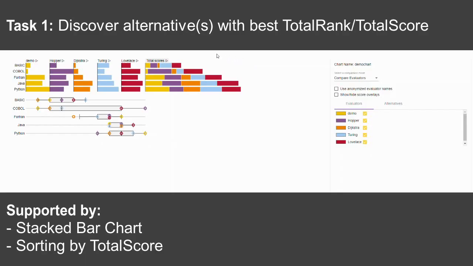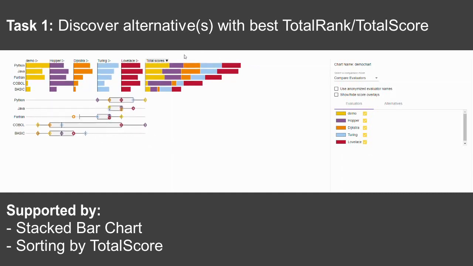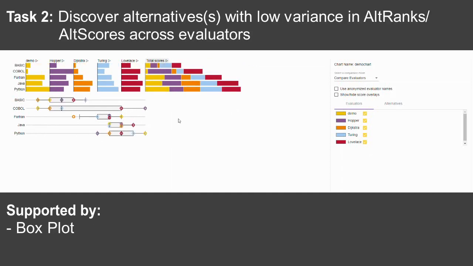Here are some excerpts from our demo video showing how our prototype supports high-level visualization tasks in GDM. To find the best alternatives in aggregate, simply sort them by total score in either comparison mode. The box plots in Compare Evaluators mode encode estimates of variance. Locate the narrow boxes to find low variance alternatives.